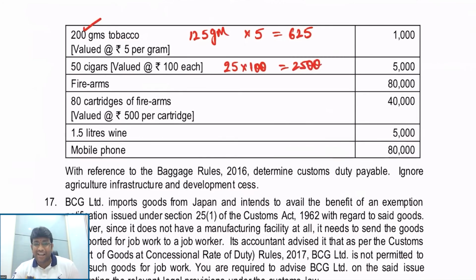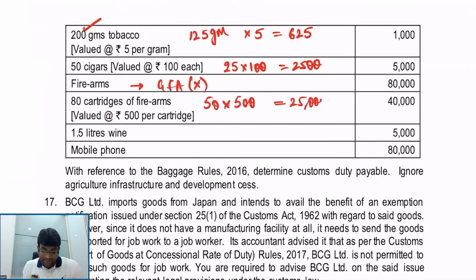Are you understanding, my dear friends? Everybody, sir. Next, firearms. Firearms, my dear friends, we can't consider for GFA. GFA is not considered. 80 cartridges of firearms, up to 50. Beyond 50 is not considered for GFA. But up to 50 cartridges, we can take under GFA. So 50 into 500 is how much, my dear friends? 25,000. 1.5 liters of wine. That is absolutely okay, because alcohol, liquor or wine up to 2 liters, we can take under GFA. What is the value, my dear friends? 5,000. Mobile phone, 80,000. What is the total?